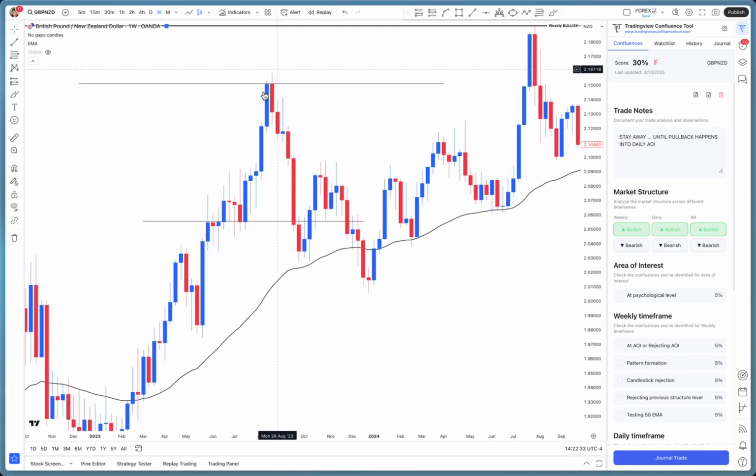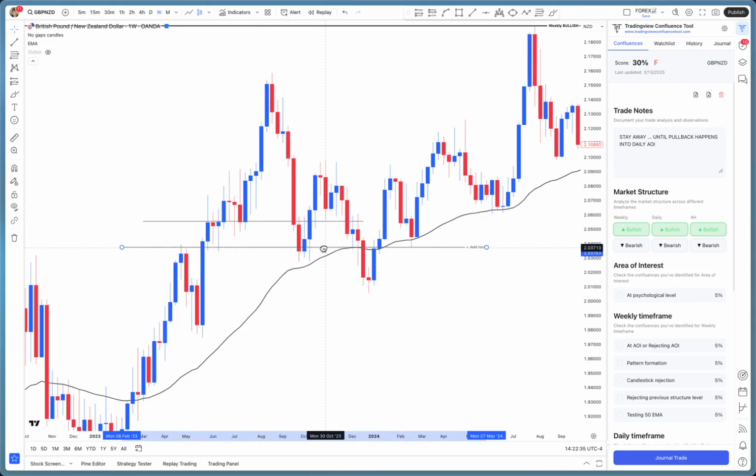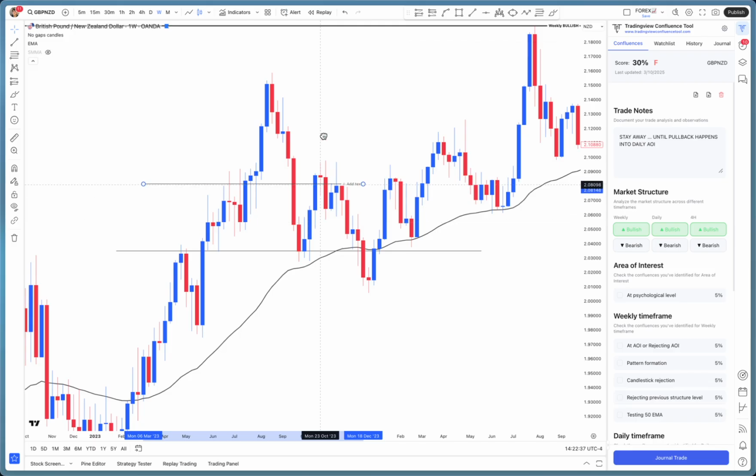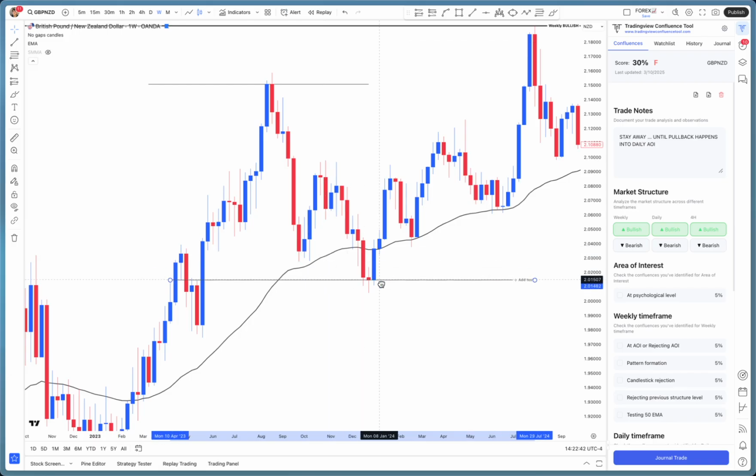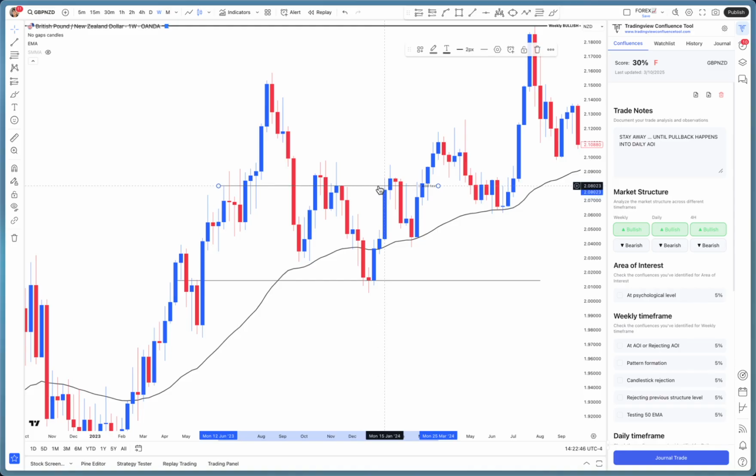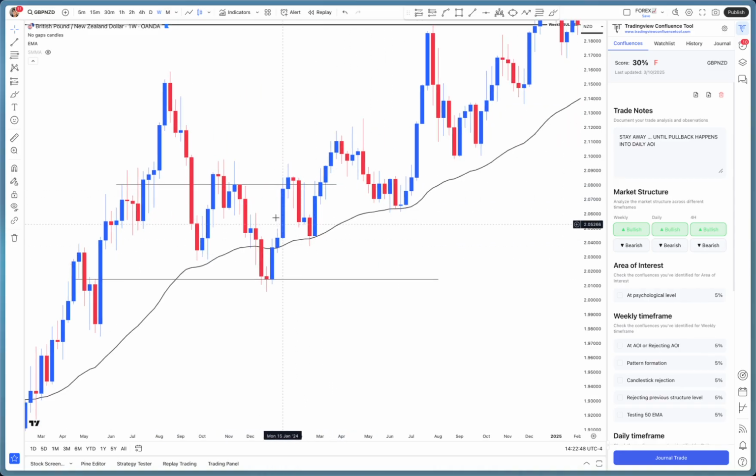Okay, then we shifted bearish. So we have a lower low, and then we have a lower high. Then we go bearish even more. Lower low and lower high. This is a two candlestick pullback. And then we shift bullish.